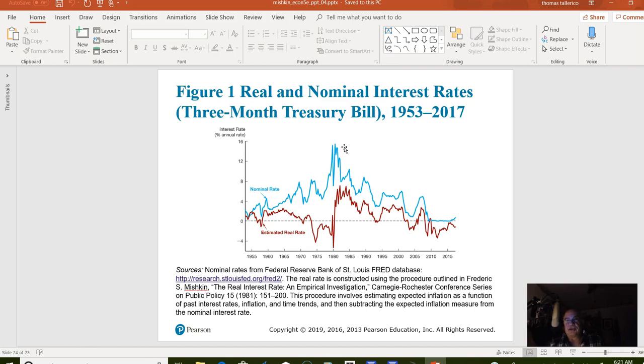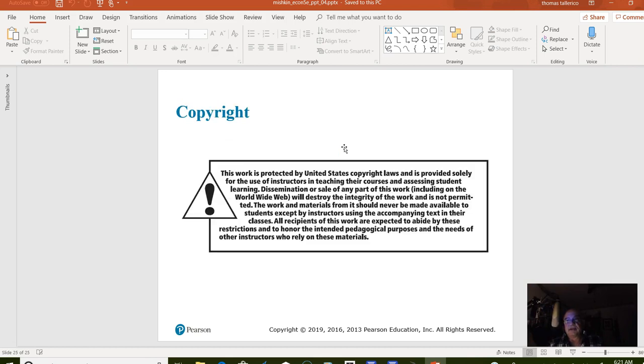So here's a table that shows the nominal rate and the real rate, and you can see they track. And the nominal rate has the bump up for the inflation there. All right, so this is a short chapter.